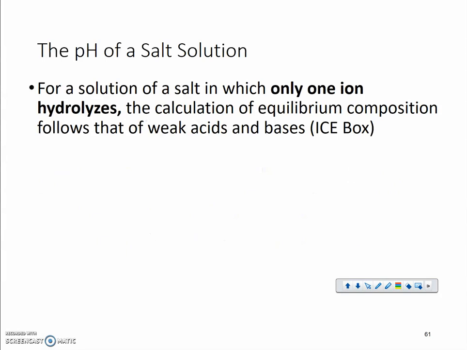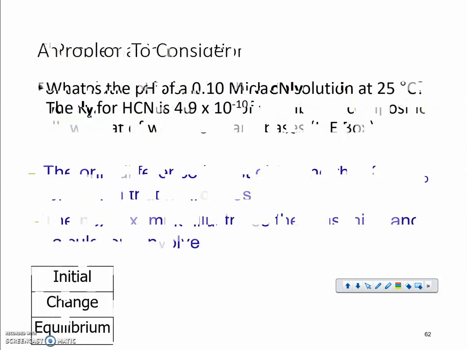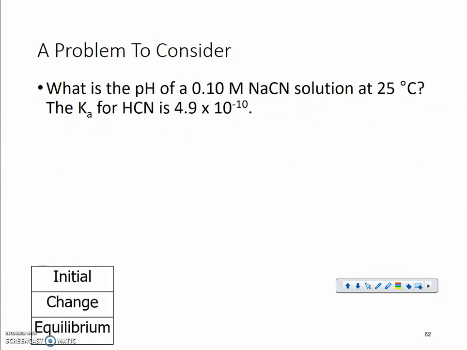Okay. So if only one ion hydrolyzes, meaning you have a weak acid or a weak base, you would have to do an ICE box to figure out the amount of H plus or OH minus present to then figure out the pH. The only difference is that you have to do one extra step to figure out the appropriate K value to use. So we have an NaCN solution. What's the pH?